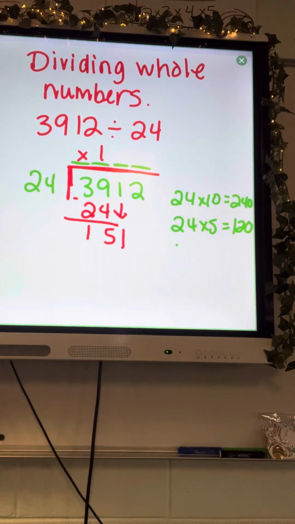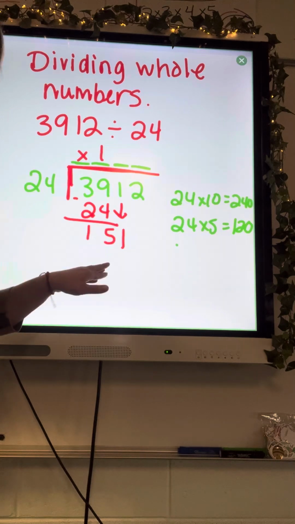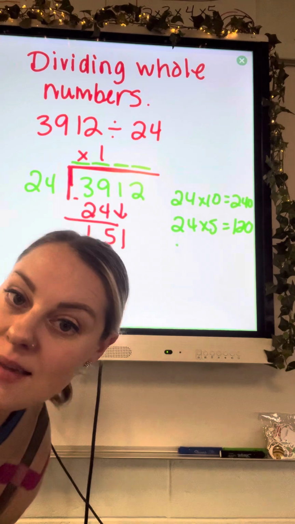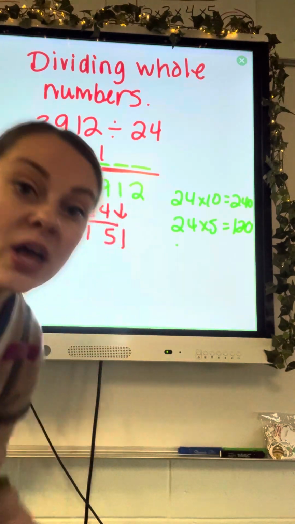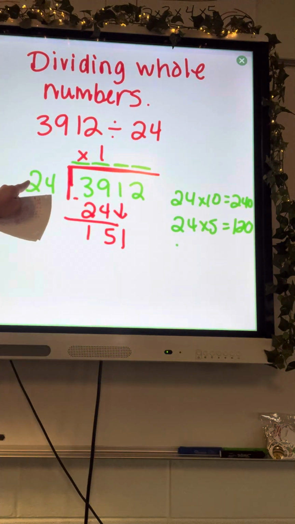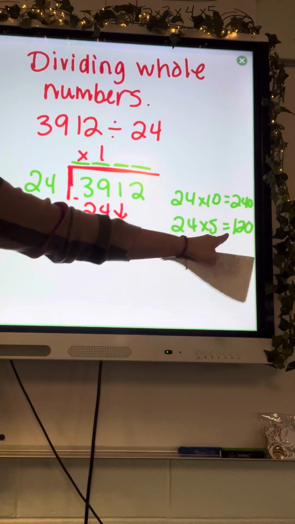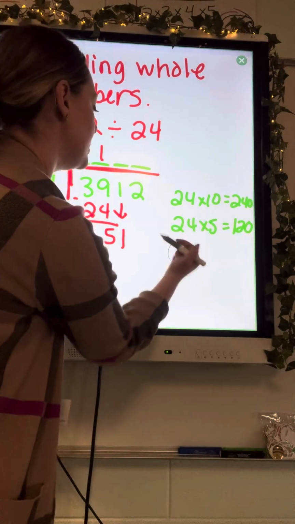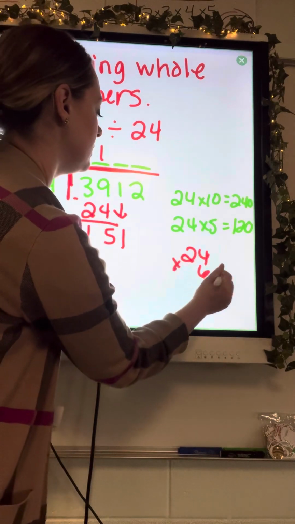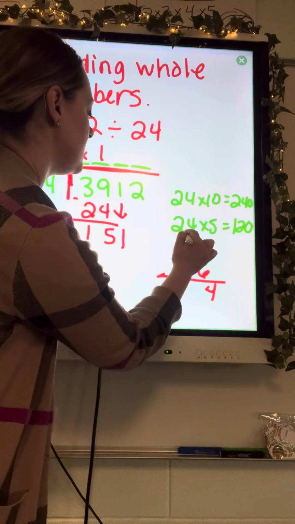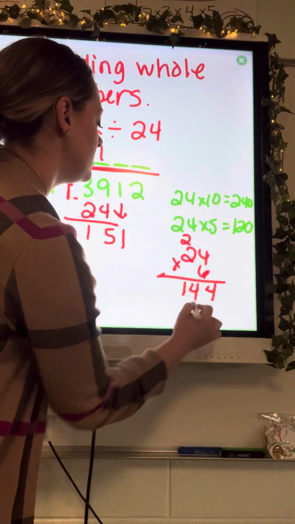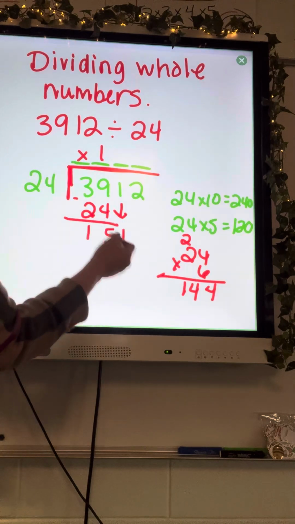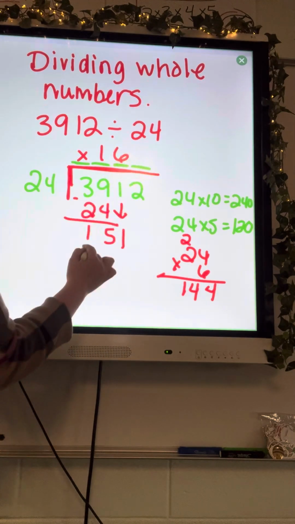Now looking at this number, I have 151. Is 151 closer to 120 or 240? It's closer to times 5. My number is like around 20 or 25, so if I added 25 to 120, that's going to be like 145. So let me try 24 times 6. 6 times 4 is 24, 6 times 2 is 12, plus 2 is 14. So it won't fit any more than that. It's going to be a 6.